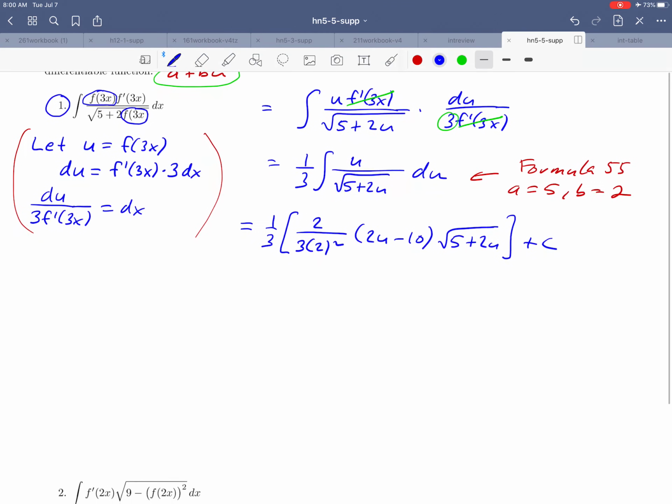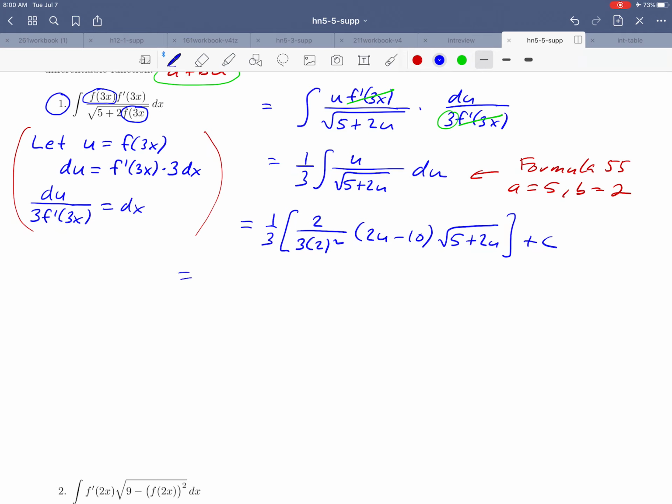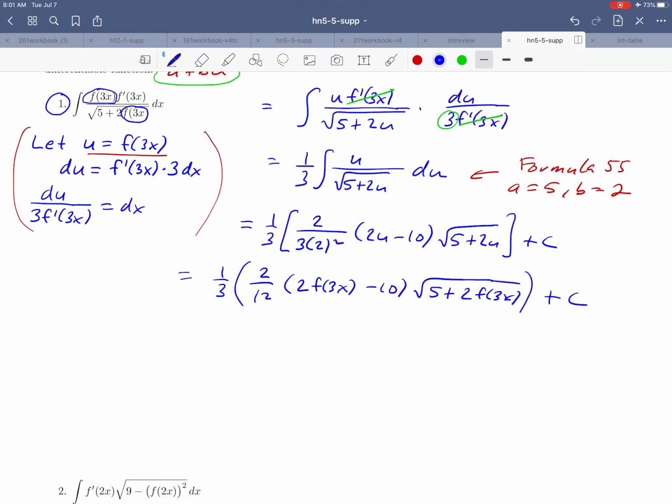The remainder of this is just filling in the numbers and doing a little simplifying if we can. So we've got a 1/3 in front, and in the brackets we've got a 2 over 3 times 2 squared. That's going to be a 2 over 3 times 4, which is 12. Then u is sitting over here, f of 3x. So everywhere we see a u, we're just going to put an f of 3x now. And that essentially is our answer.